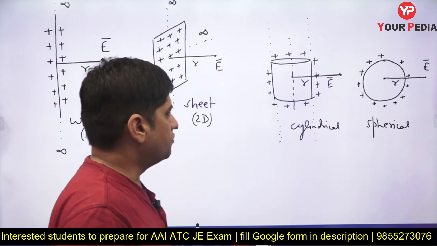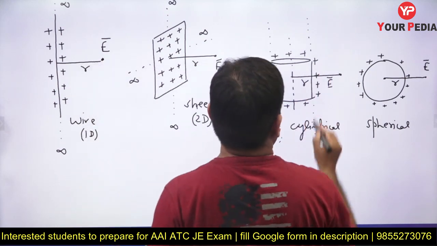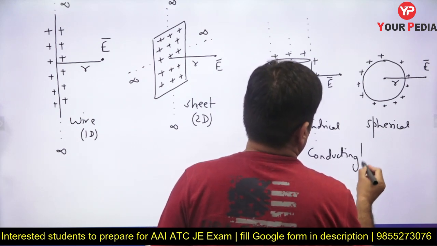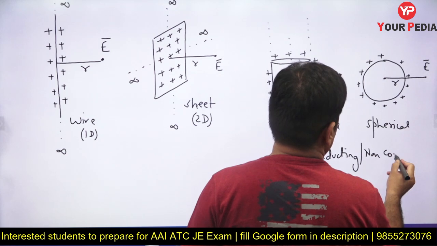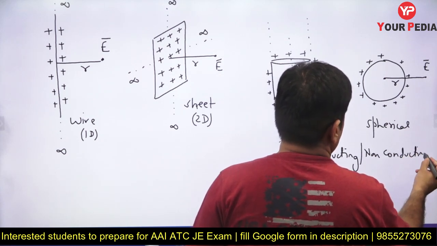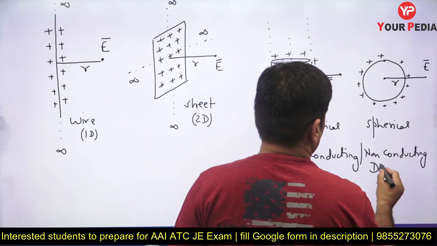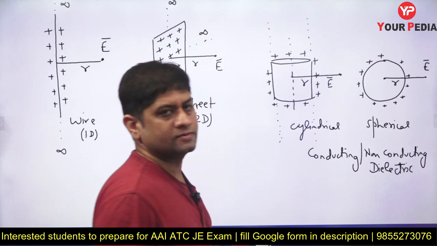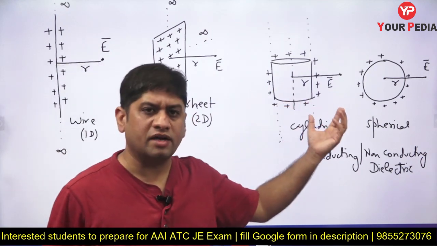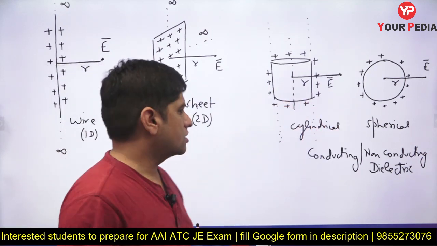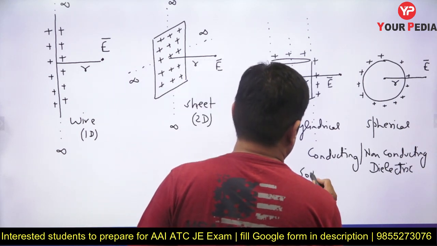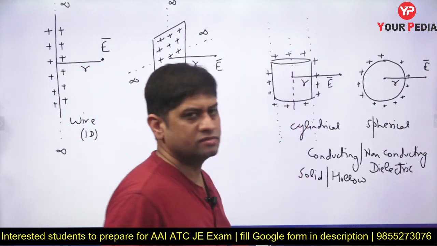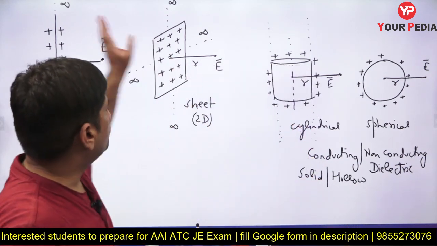In this also we will be talking about conducting and non-conducting or dielectric bodies. Non-conductors are also called dielectric surfaces. The cylinder can be conducting or non-conducting, and it can be solid or hollow also. So we will be discussing all these important cases: cylinder, sphere, wire, sheet.